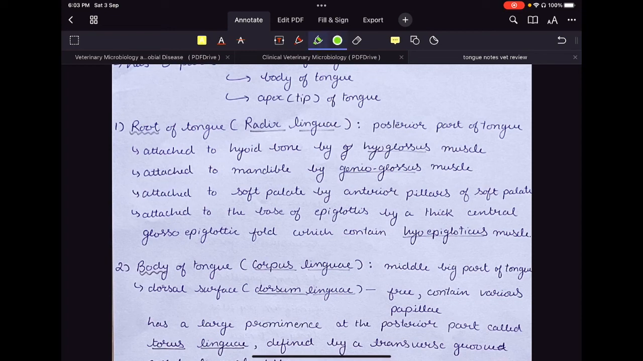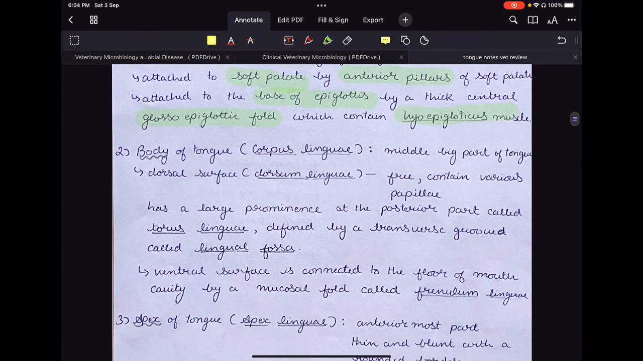Important points here, attachments: to the hyoid bone by the hyoglossus muscle, to the mandible by the genioglossus muscle, to the soft palate by the anterior pillars of the soft palate, to the base of the epiglottis by the glossoepiglottic fold, which contains which muscle? Hyoepiglotticus muscle. Okay. Then the body of the tongue.